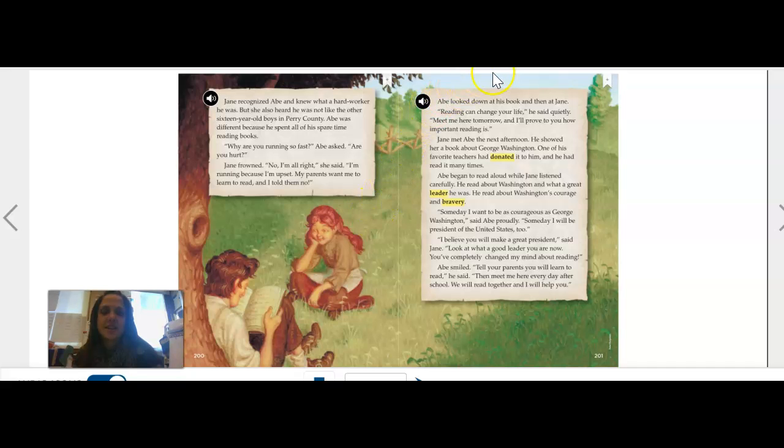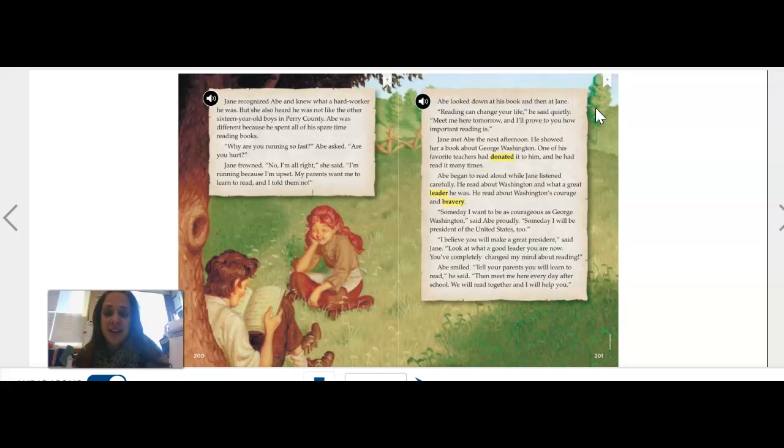Let's read on. Abe looked down at his book and then at Jane. "Reading can change your life," he said quietly. "Meet me here tomorrow and I'll prove to you how important reading is." Jane met Abe the next afternoon. He showed her a book about George Washington. One of his favorite teachers had donated it to him, and he had read it many times. Abe began to read aloud while Jane listened carefully. He read about Washington and what a great leader he was. He read about Washington's courage and bravery. "Someday, I want to be as courageous as George Washington," said Abe proudly. "Someday I will be president of the United States too."